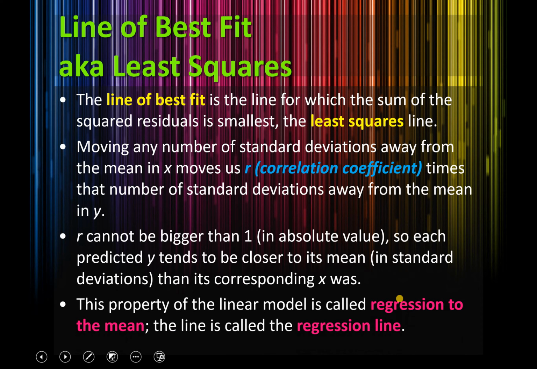Now, this is called a regression to the mean. This is an extremely important property of our linear model. It is the whole purpose of this, and that's why sometimes we don't refer to it as a least squares line or a line of best fit. Sometimes I just call it a regression line.